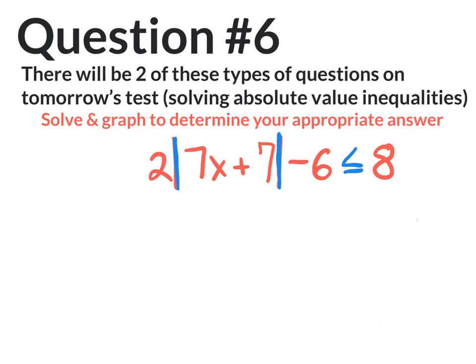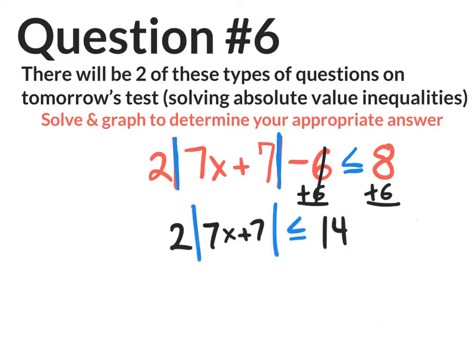So there's going to be 2 of these types of questions on the test tomorrow where you have to solve the absolute value inequality. And step 1 of solving an absolute value equation or inequality is to get the absolute value by itself, to isolate it. So you'd get rid of the 6 first. That would cancel out. What you do to one side, you do to the other side. Your new absolute value equation or inequality is this.